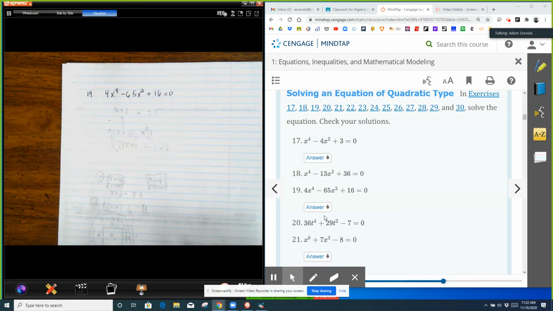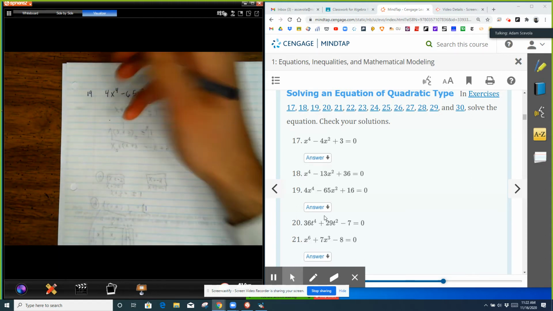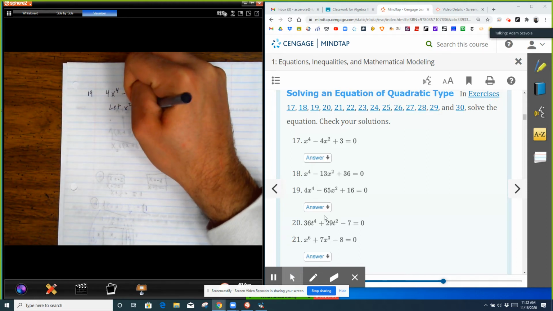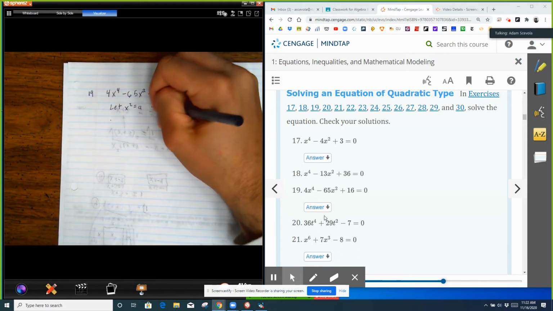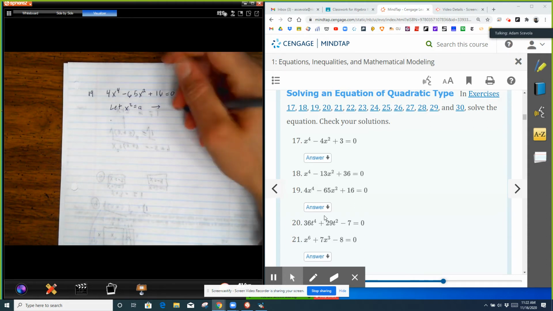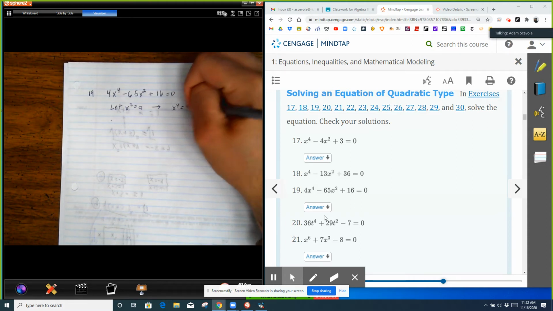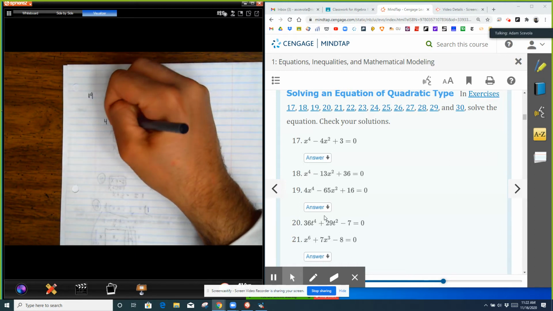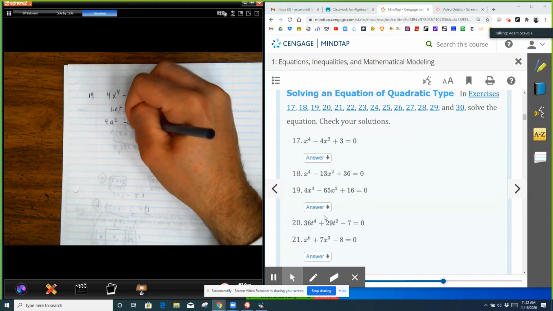You can let x squared equal a new variable, let's say a, which implies that if you square both sides, x to the 4th would equal a squared. So then you could rewrite this equation as 4a squared minus 65a plus 16 equals 0. Okay? Then we have to solve.